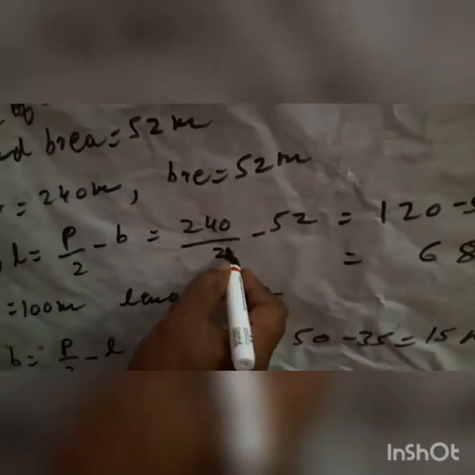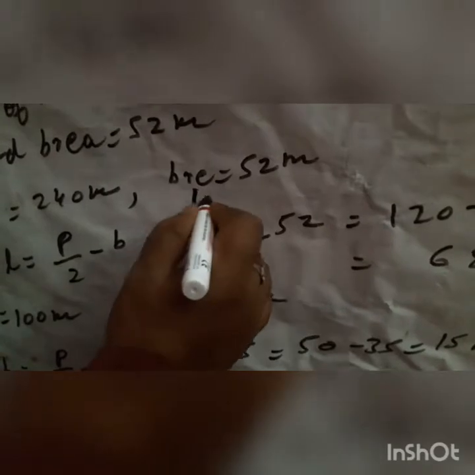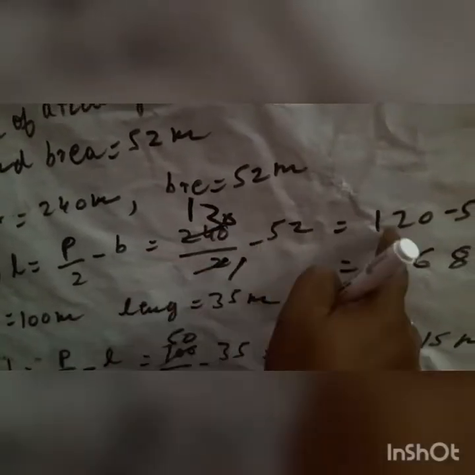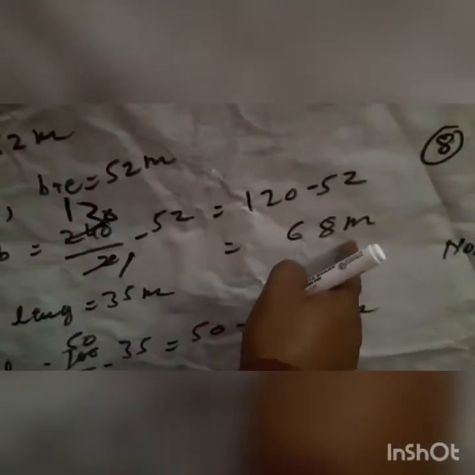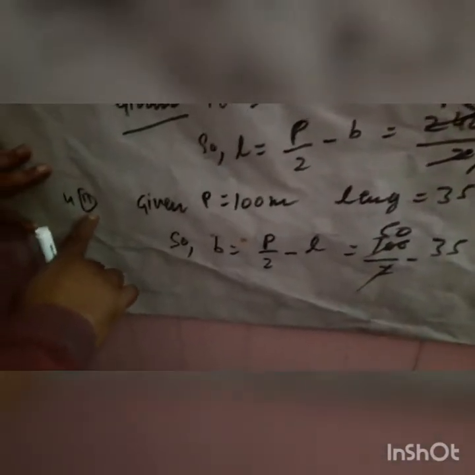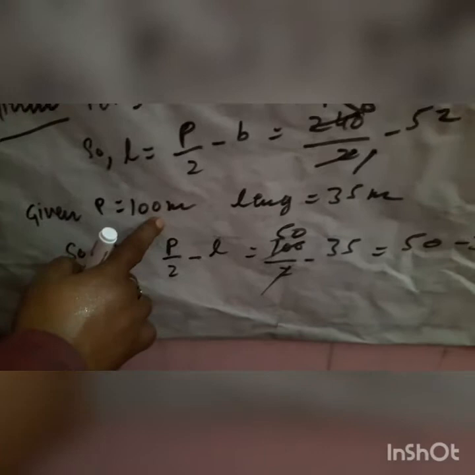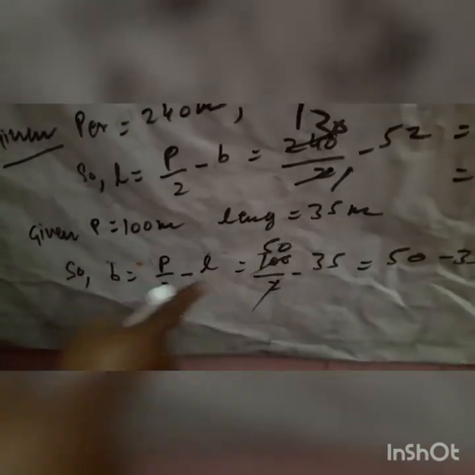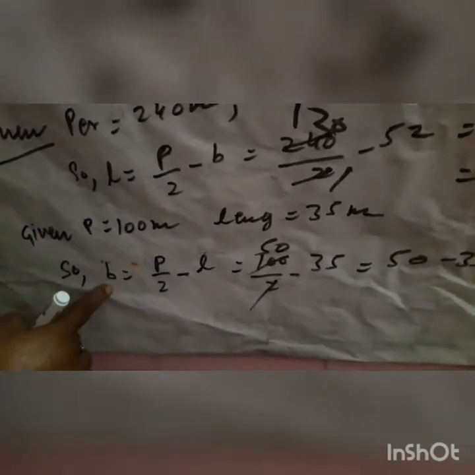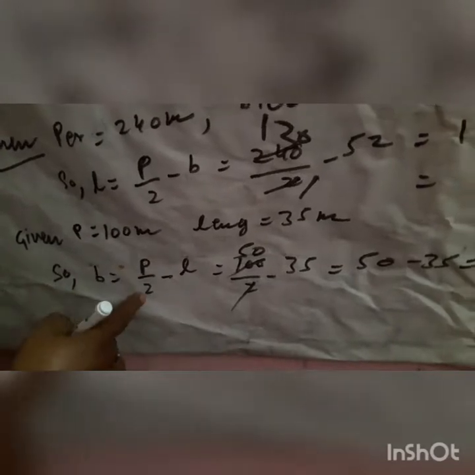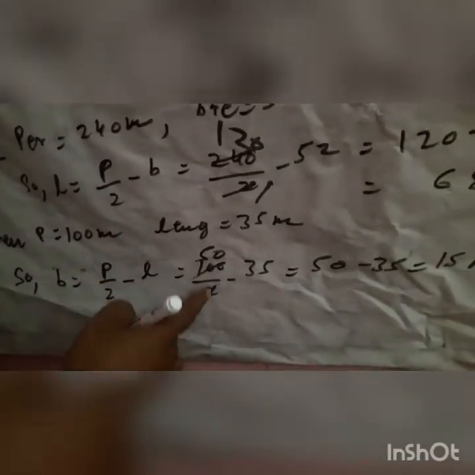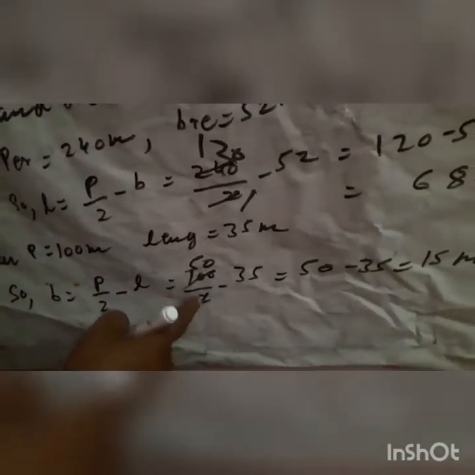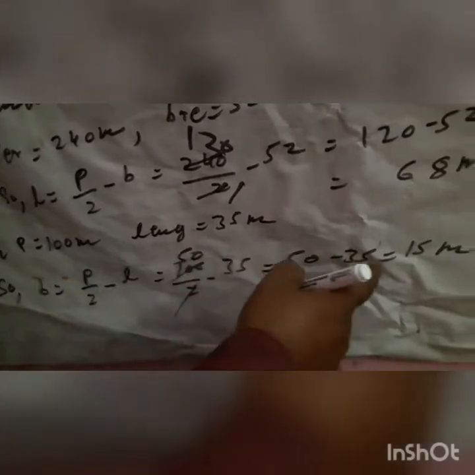2 1 is 2 and 2 cut by this. 120 minus 52 is equal to 68 meter. Now come to the fourth का second. In this question given perimeter is equal to 100 meter, length is equal to 35 meter, and you have to find breadth. So formula of breadth is equal to P upon 2 minus L, equal to 100 upon 2 minus 35. 2 cut by 100 is 50, 50 minus 35 is equal to 15 meter.